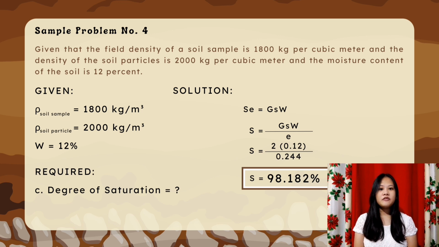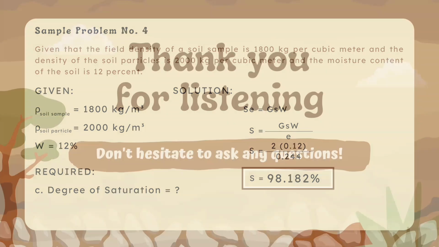I-derive natin yung formula para sa degree of saturation. Ang makukuha natin ay specific gravity times water content over void ratio. Then, we should substitute the given. Ang makukuha na natin na final answer is 98.182%.